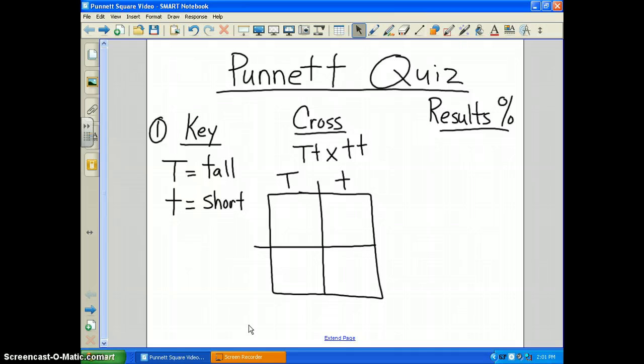I set up the first square for you. The key is capital letter T for tall, lowercase t for short. You're going to cross a hybrid with a capital letter T and a lowercase t with a pure short. I set up the top of the Punnett square for you. Now we have to set up the side of the Punnett square. So we need to set up a lowercase t here and a lowercase t here. Okay, does everybody have that on their chart correct?